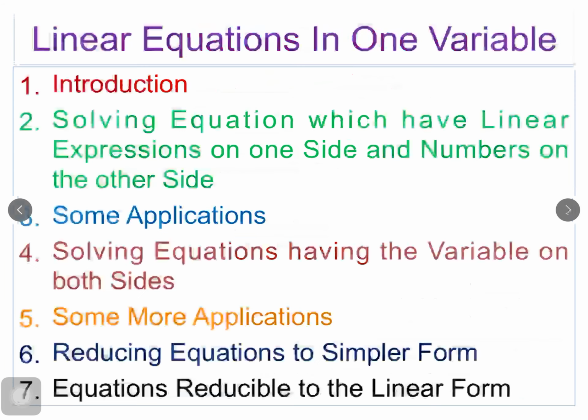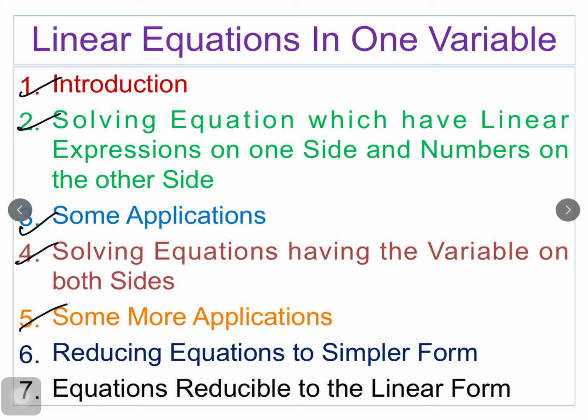The chapter linear equations in one variable is divided into a total of 7 subtopics, which are listed here, out of which we have covered the first 5 subtopics in the previous sessions. In this particular session we are going to study reducing equations to simpler form. Based on this we have exercise 2.5.